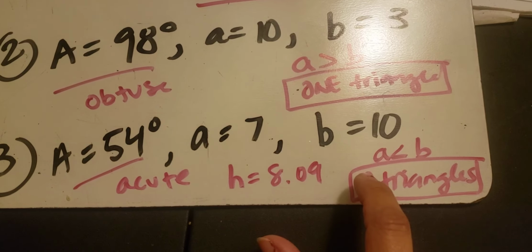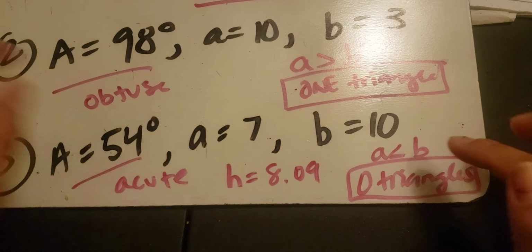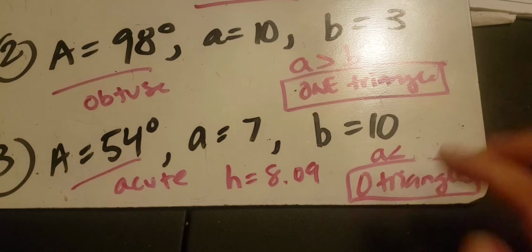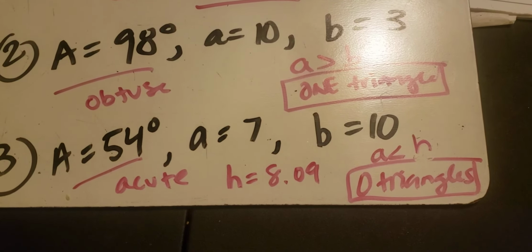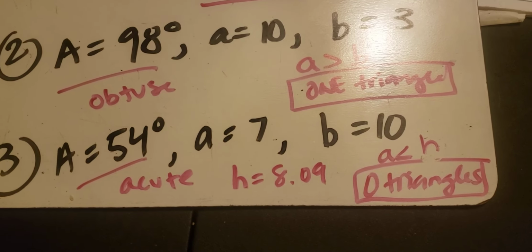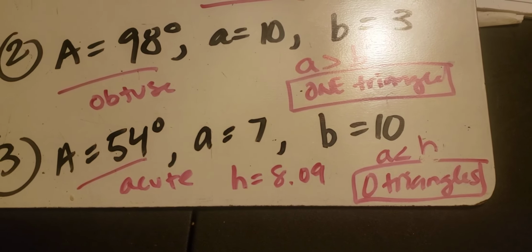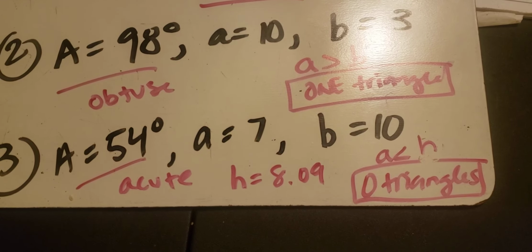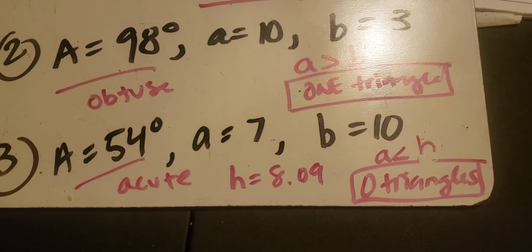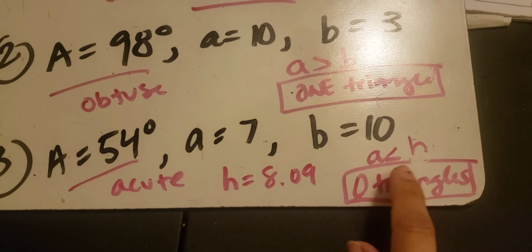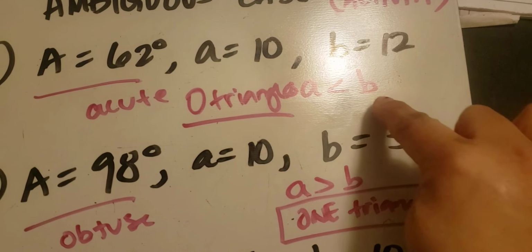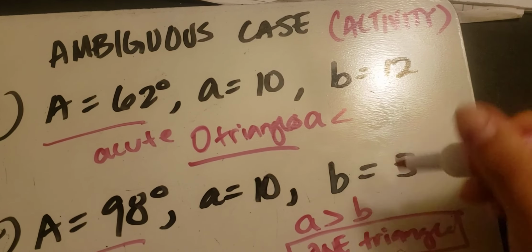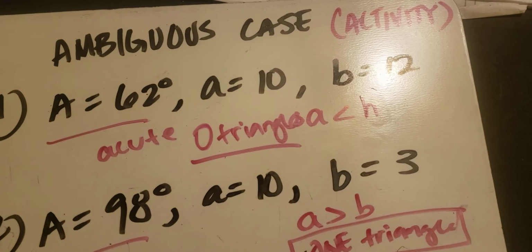And clearly A is less than, I meant to write H and I wrote B, sorry. A is less than H. So since A is less than H, then it's zero triangles, okay? No possible solutions, okay? And I meant to write A is less than H, and I wrote A is less than B, but I noticed I wrote that over here. So I apologize. Should have been A is less than H, okay? Hopefully you caught that, okay?